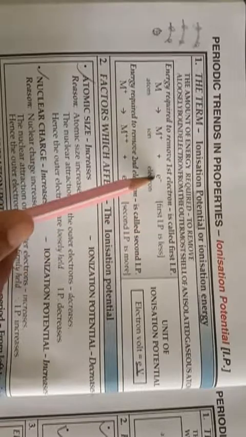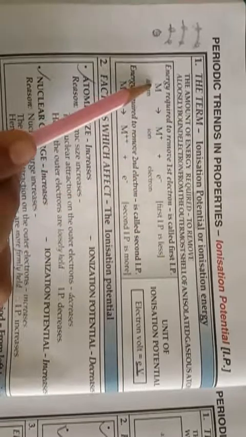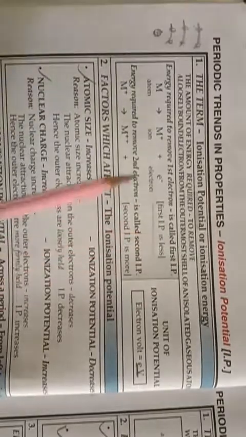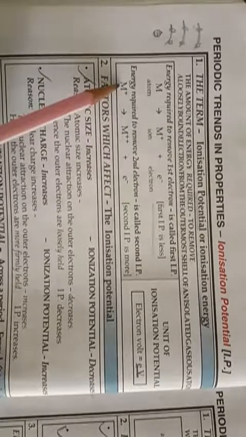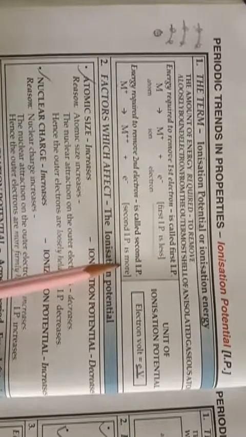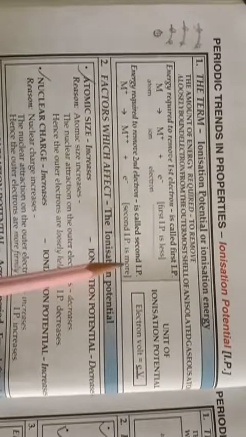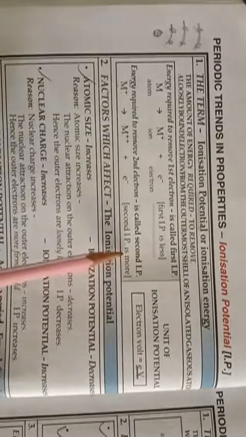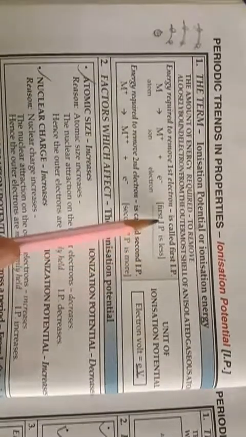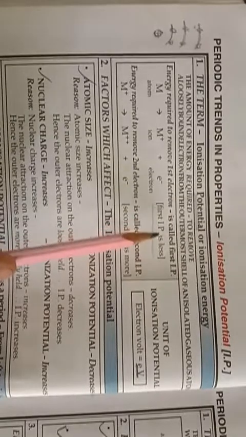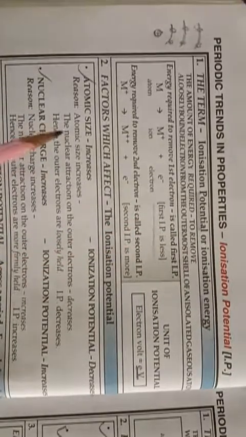Okay, so when the first electron is taken out from the neutral atom, the energy required is known as the first IP value, and when the second electron is taken out from the unicharged ion, then the energy required is known as the second IP value. And it is always true that the value of first IP will be less than the second IP.